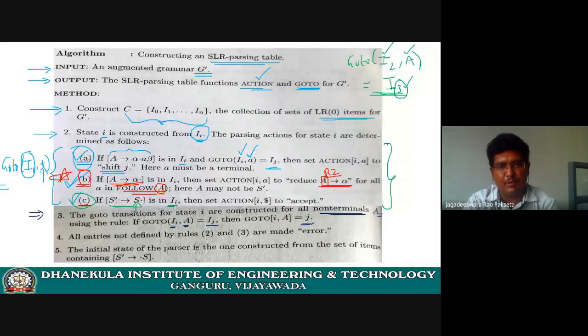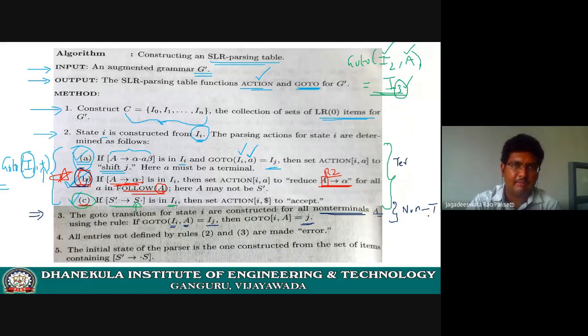Is there any new point? No, only this B is the new point. Under the second step, this B is the new point. Everything is the same. So we completed the go-to operation on a particular state with respect to the terminals and with respect to the non-terminals.